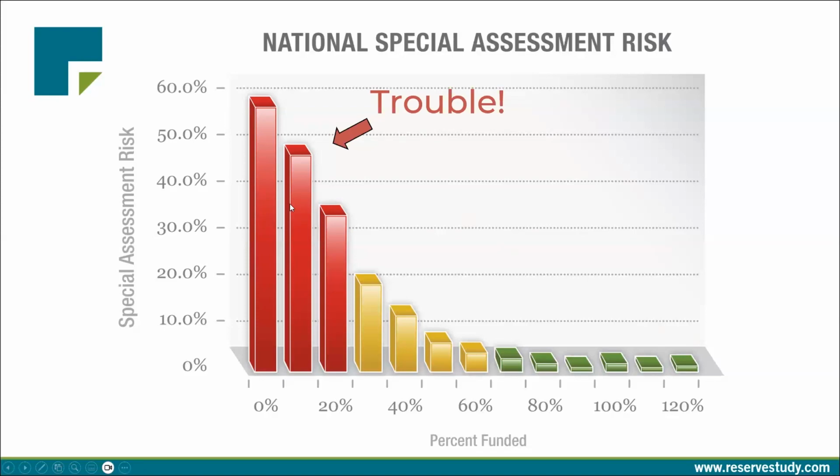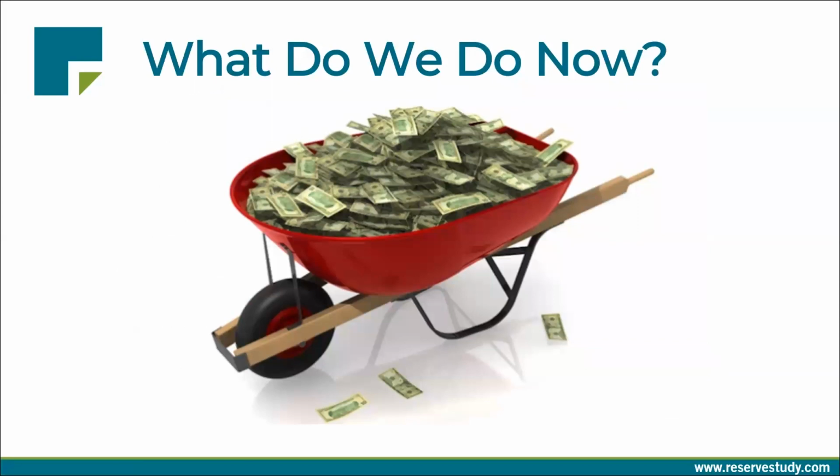And so bottom line is, if your association is in the 0 to 30% range, you're basically pretty much in trouble. Prior boards haven't set enough money aside, you're behind, and you're at significant risk of not being able to pay the bills for necessary projects coming up at the association. Okay, so now knowing where you are starting, you have to figure out, okay, how are we going to get to the future? What do we do?